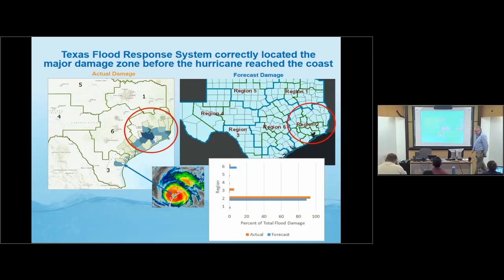This is the proportion of the total damage that actually happened compared with what was forecast to happen. The orange here is the proportion of the total number of buildings that were flooded in each region, and the blue is what was forecast. And you can see that they're nearly the same. There's a bit more damage here, the orange in Region 3, which is here, and that's because this is a hurricane that's got wind damage as well. It's not just flood. This model is just about flooding, so we didn't catch that part.